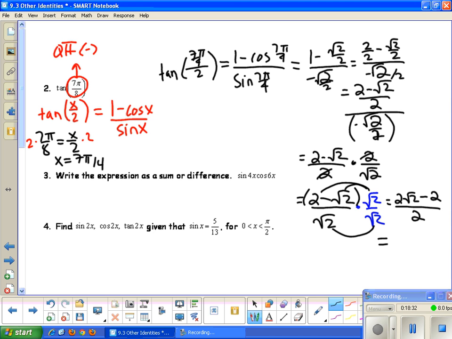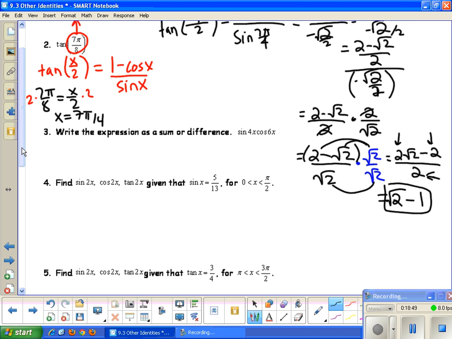And then this simplifies because I can factor out 2 from my numerator and my denominator here. So I get root 2 minus 1. And this right here would be my solution for the exact value of tangent 7 pi over 8.